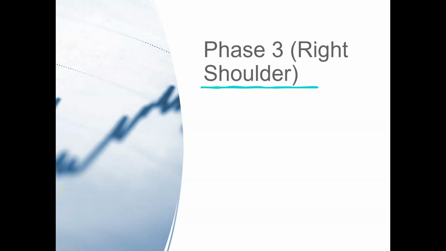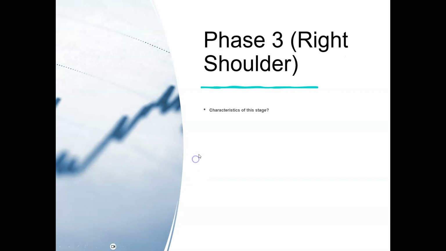Okay, so now we'll move on to the next part of the model, and that's the phase three, which is the right shoulder. And we will talk about the characteristics of this stage. So for this stage to begin, you want to look for after phase two is confirmed, and that is when it's confirmed by a short-term high or low, which will then turn that short-term high or low, that's the head, into an intermediate, okay?